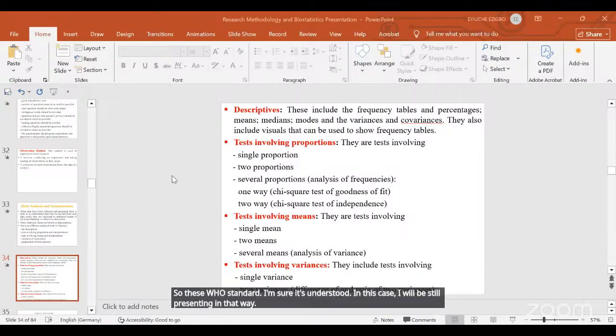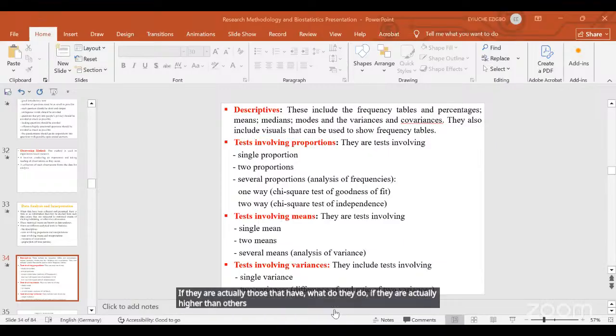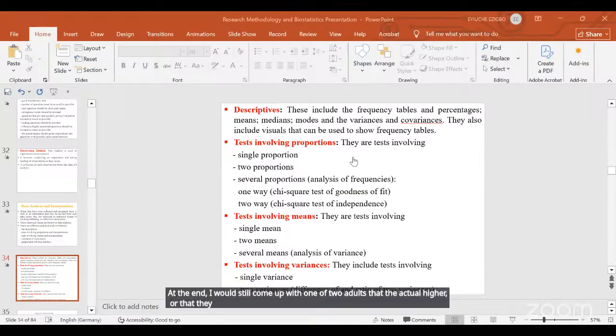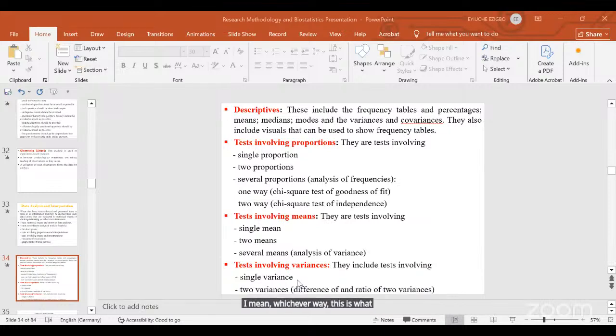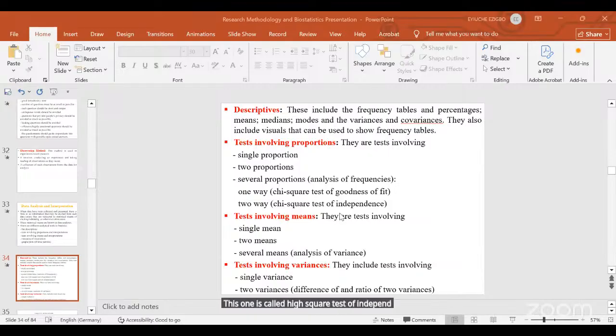In this case, I will still present it in that way. So I will now be checking if those that have blood group AB are actually higher than others or not. At the end, I will still come up with one of two results, that they are actually higher or that they are not higher. I'm sure it's understood. And in whichever way, this is what you know as chi-square test of goodness of fit. But there is another type of chi-square test, which is not the chi-square test of goodness of fit. This one is called the chi-square test of independence.